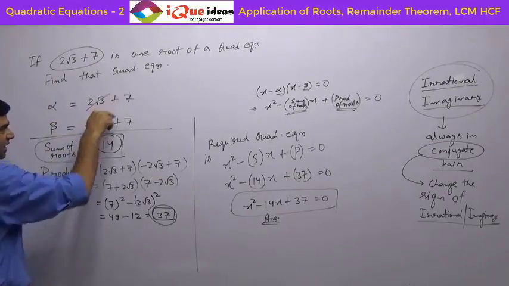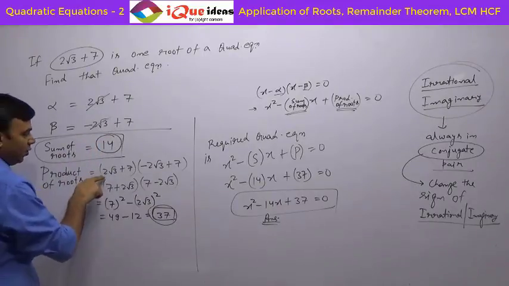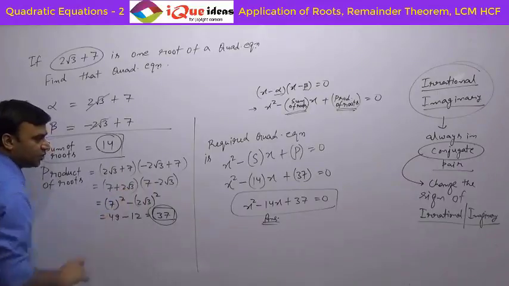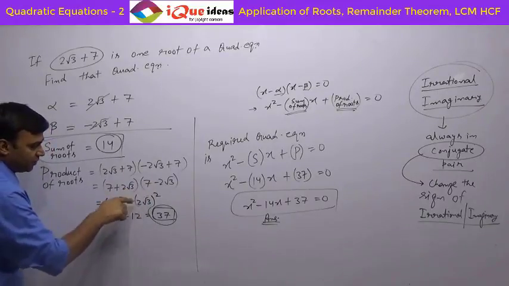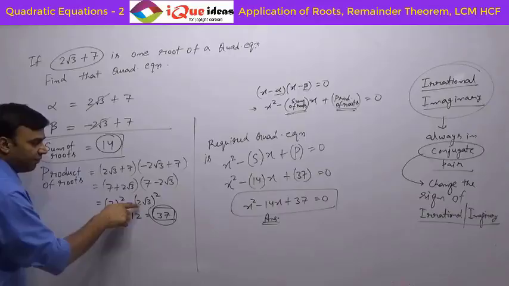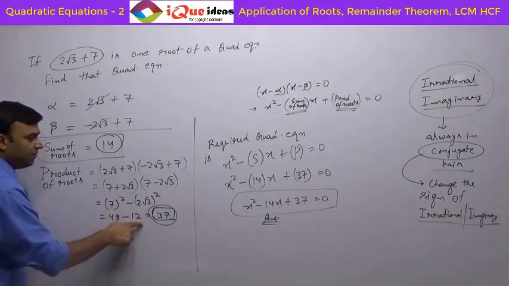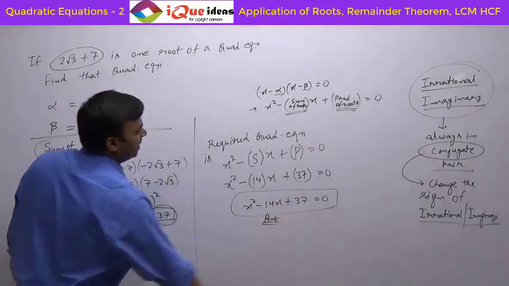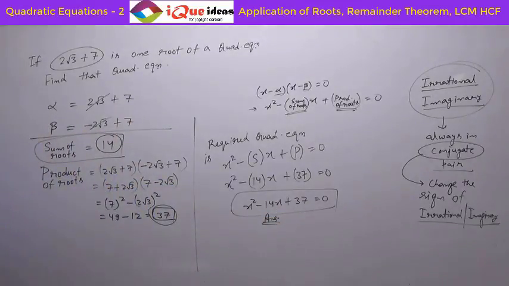So if you add them, you will get 14. If you multiply them, you will get 2 root 3 plus 7 into minus 2 root 3 plus 7, which is 7 plus 2 root 3 into 7 minus 2 root 3, which is 7 square minus 2 root 3 square. 7 square is 49. 2 root 3 square will be 4 into 3, that is 12. 49 minus 12 is 37. The answer of this question will be x square minus 14x plus 37, that is equal to 0.